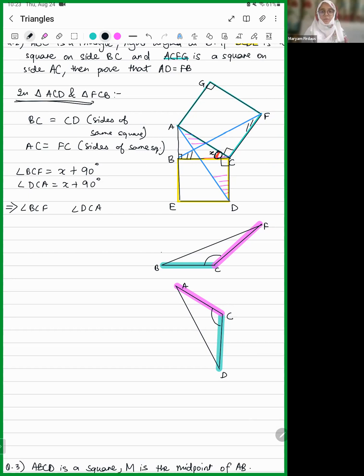What is the relation between both of them? They are equal, because both of them are equal to X plus 90. So we have just shown that these two angles are equal.